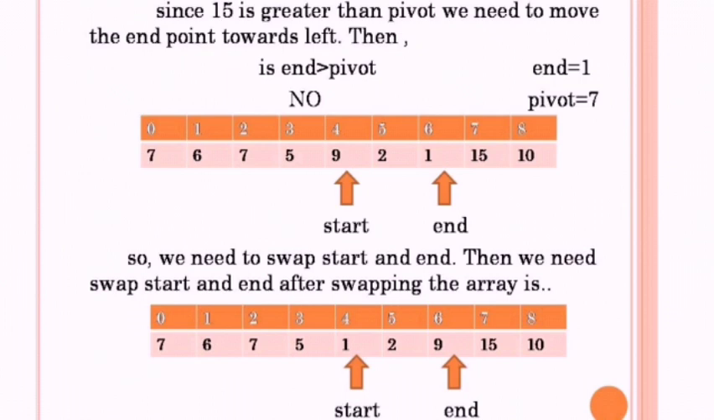Here again the end point is 1 and pivot is 7. Apply the condition. Is end greater than pivot? End is 1 and pivot is 7. No, it is false. So we need to swap the start and end. After swapping the array, you can see the array after swapping down here. 1 goes to the index 4 and 9 comes to the index 6.